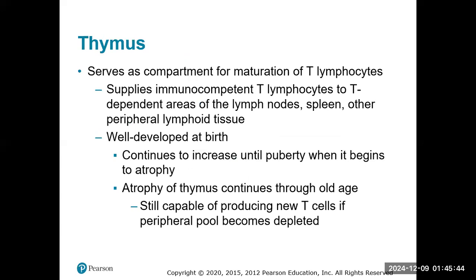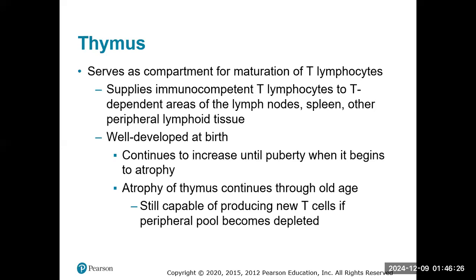And we'll talk about that a little bit more later as we talk about some disease states when it does revert back. And so the thymus, I've mentioned the thymus, that's where we get the maturation of our T cells. Those precursor cells move from the bone marrow to the thymus and they mature and become T cells. The thymus is well developed at birth, and it continues to increase in size until you hit puberty, and then the thymus starts to atrophy, or get smaller. It continues as you get older. You can still produce T cells, but it's not going to be as many T cells.